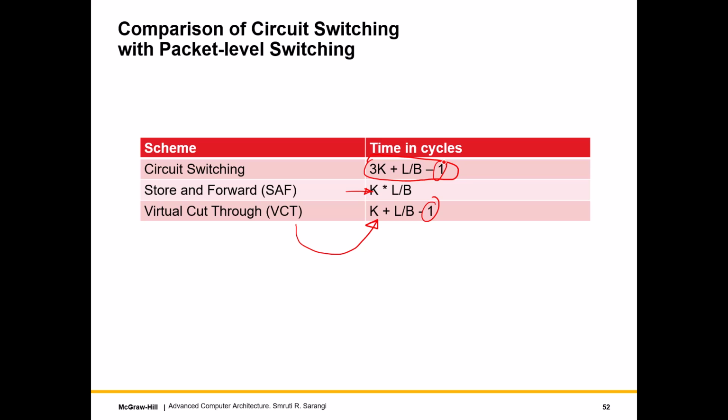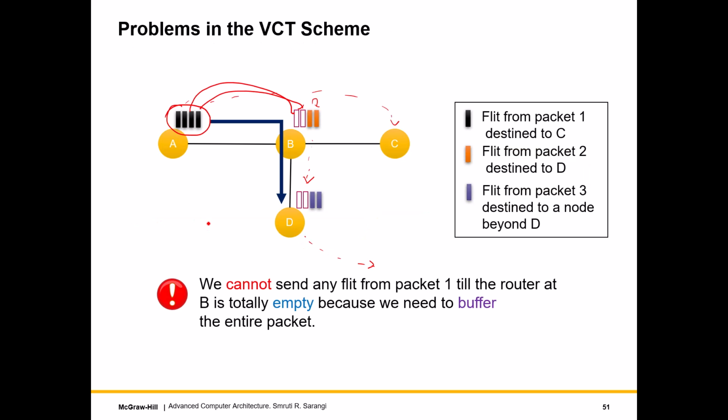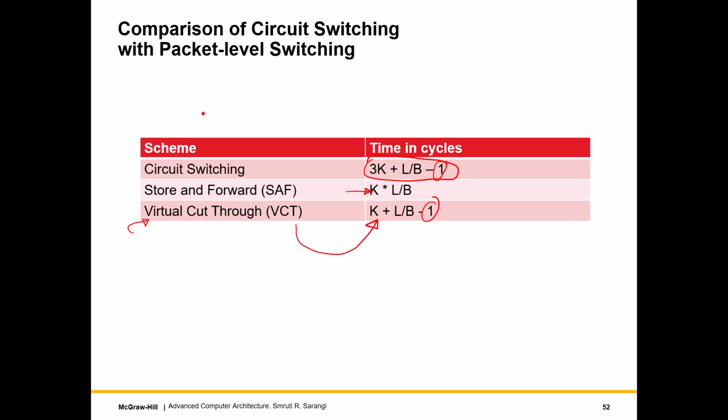But the key point is that in any virtual cut through kind of scheme, as we can see over here, we are losing these opportunities, as you can see, where we could transmit flits, but we are not transmitting, right? So this is a problem and we will have to solve it.